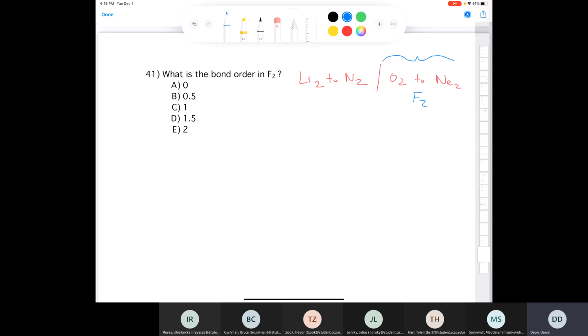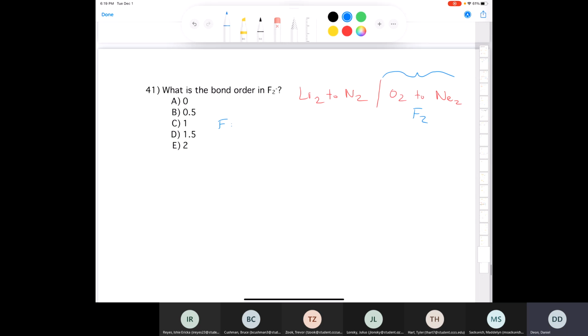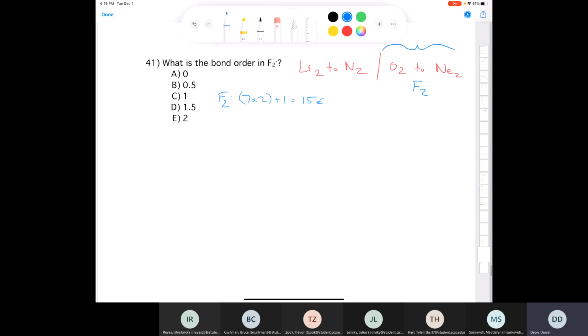But before we do that, let's calculate the total number of valence electrons in F2 minus. Fluorine has a total of 7 valence electrons. So if I have F2, that's going to be 7 times 2, and then I'm going to add 1 for the negative charge. And that gives me a total of 15 valence electrons. Now let's draw out our molecular orbital diagram. I'm going to reproduce the same one that's in the book. So I'll write it out here.